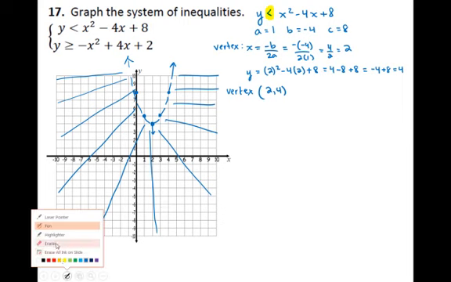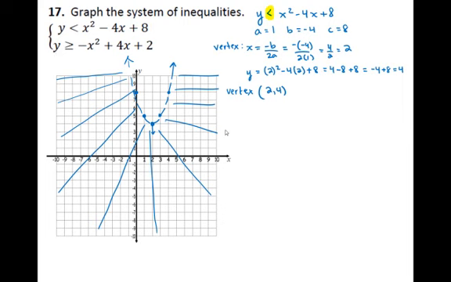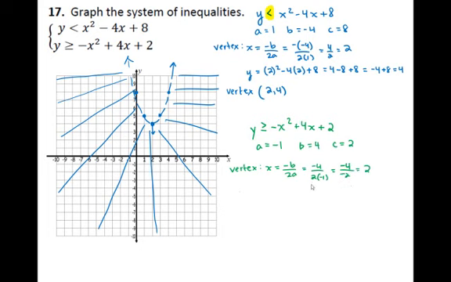Okay, now I'm going to switch colors and work on the next parabola. The next quadratic is y is greater than or equal to negative x squared plus 4x plus 2. A is negative 1, so this parabola is going to be reflected. B is 4, C is 2. To find the vertex, I need to do x equals negative b over 2a. That's negative 4 over 2 times negative 1. Negative 4 divided by negative 2 is 2. Substitute. Y equals negative 2 to the second power, but the negative is not squared, plus 4 times 2 plus 2. That's negative 4 plus 8 plus 2. That's positive 4 plus 2, which is 6. So the vertex of this parabola is at 2, 6.